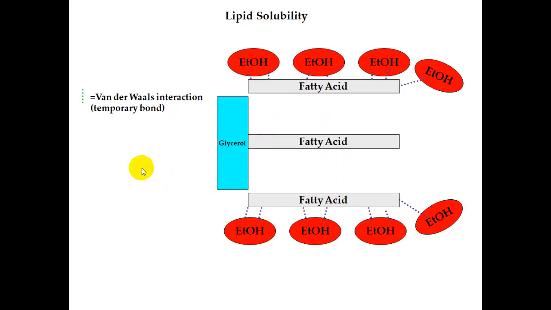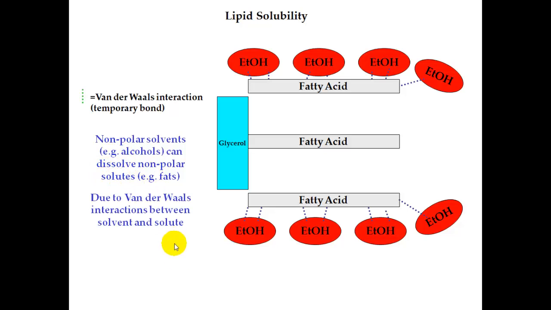So to write this all down in summary, again, it turns out that nonpolar solvents, for example alcohols, can dissolve nonpolar solutes, for example fats. And the reason why is that it's due to these van der Waals interactions that can occur between the solvent and the solute. Right? These temporary attractions can form between nonpolar things.